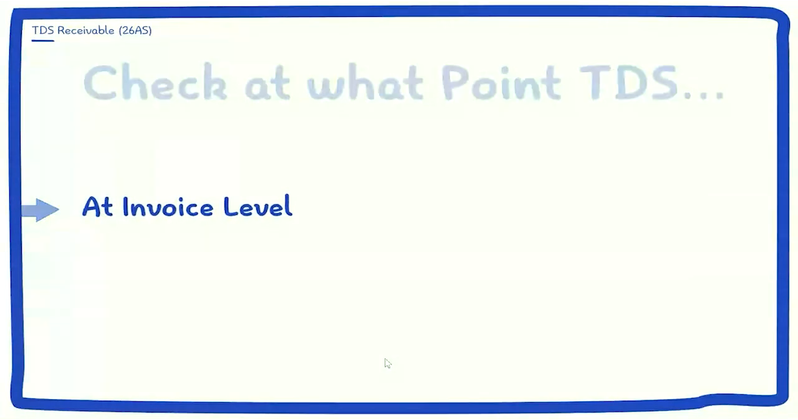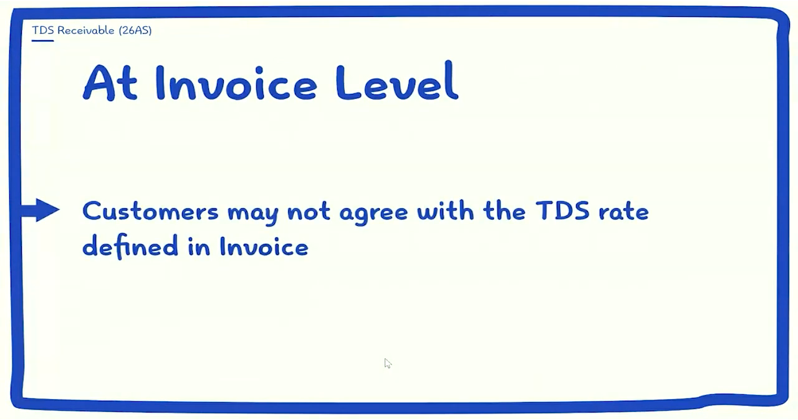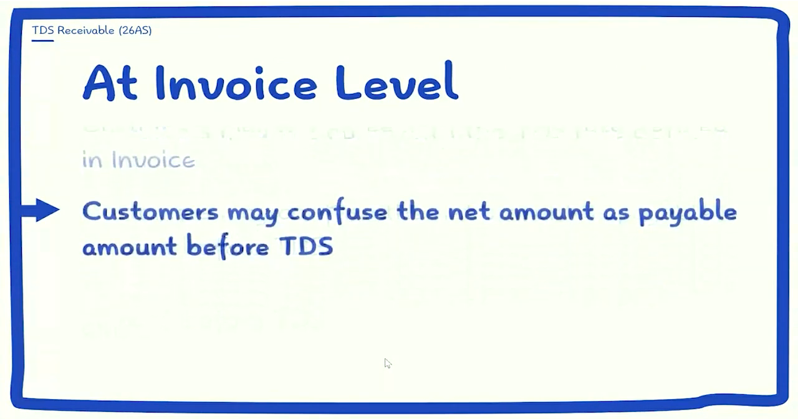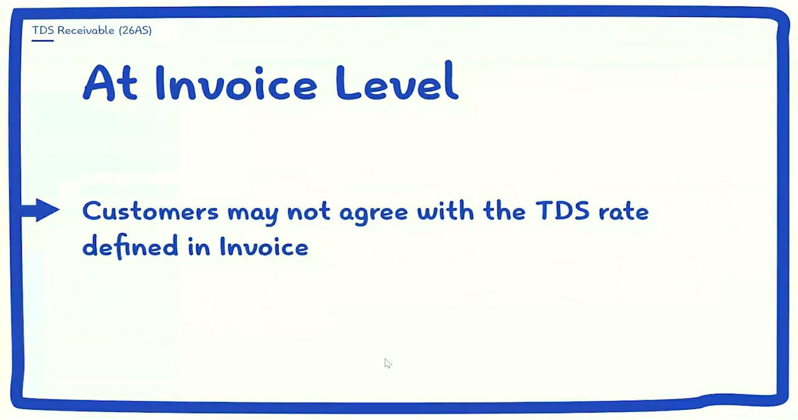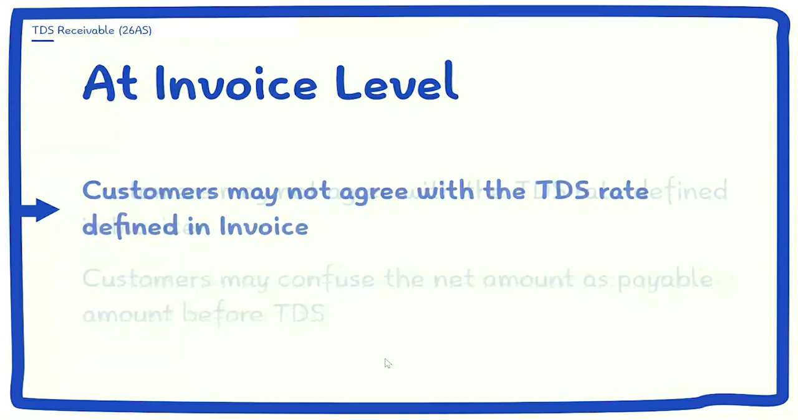The next is, now the problem with TDS at invoice level is customers may not agree with the TDS rate defined in the invoice. So in a few of our clients, my client would like their customer to deduct TDS at 2%. But when the invoice goes to the customer, they actually do it at 10%, right? Then this creates a problem because I have recorded 2% in my books, but the actual payment that I have received is after deduction of 10%.